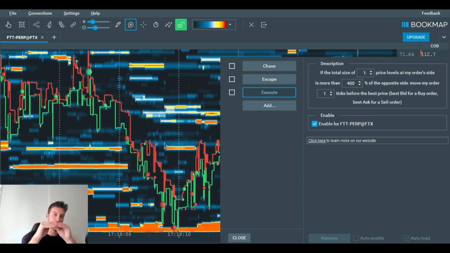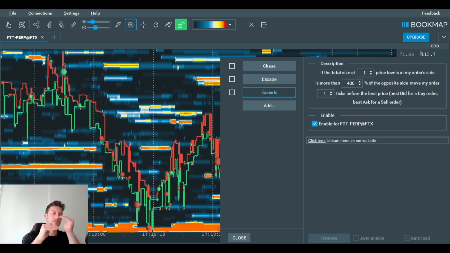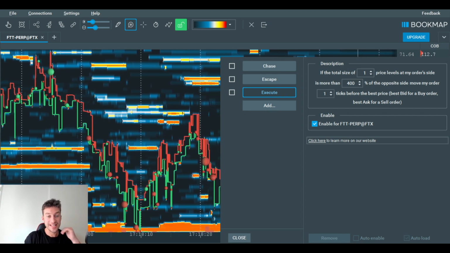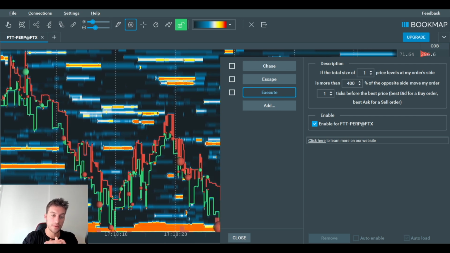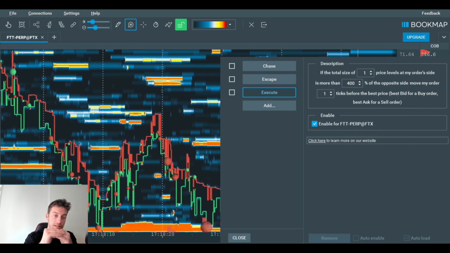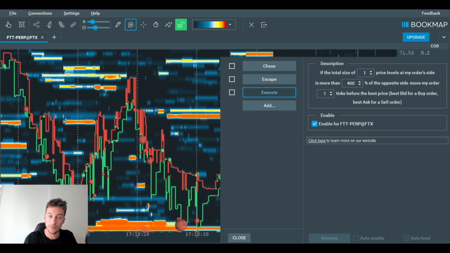Let's say that the best bid suddenly goes and is 20 times larger than the best offer. What will happen is that bid that you place all the way down here is going to front run the best bid that was so much bigger, and you will be first in line. So this basically front runs large order walls whenever they form.